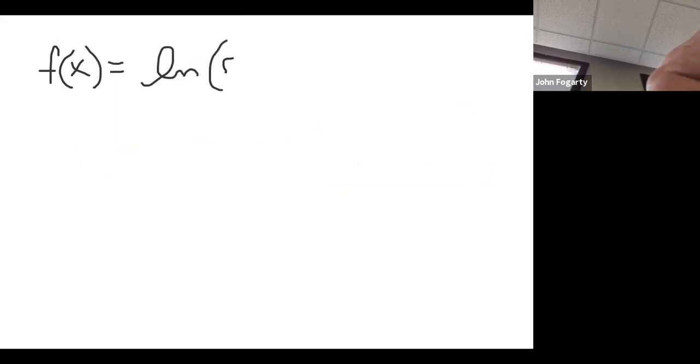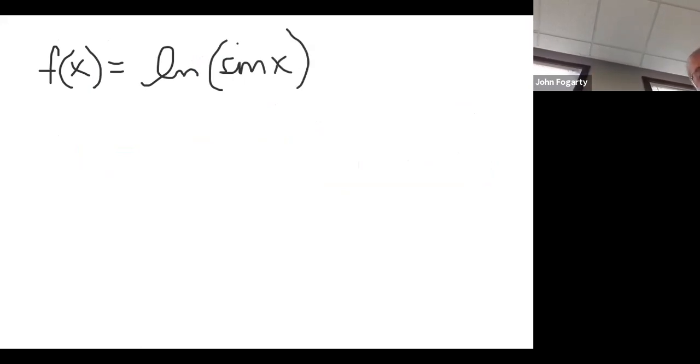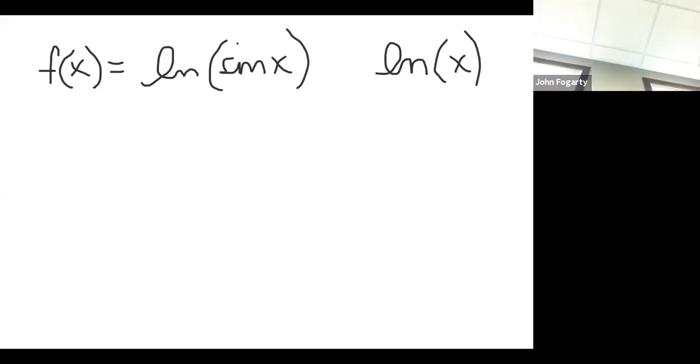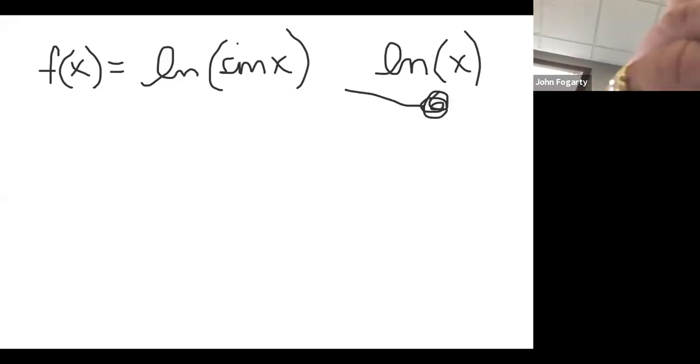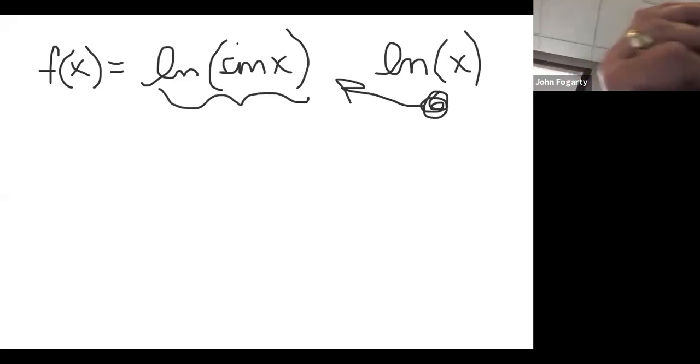All righty. Now I'm going to throw some natural logs in there. Ready? F of x, another problem here. F of x equals the natural log of the sine of x, right? So notice we didn't say the natural log of x. This here is totally different than that. This is a composition. It's the natural log of not x, but the sine of x.